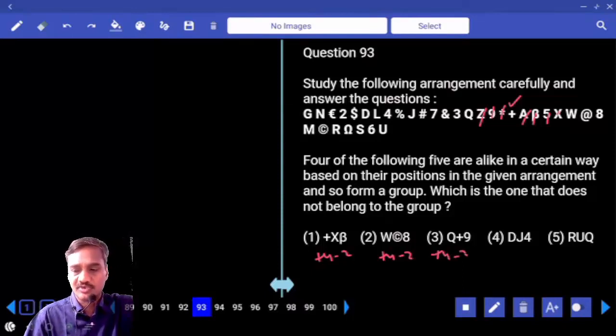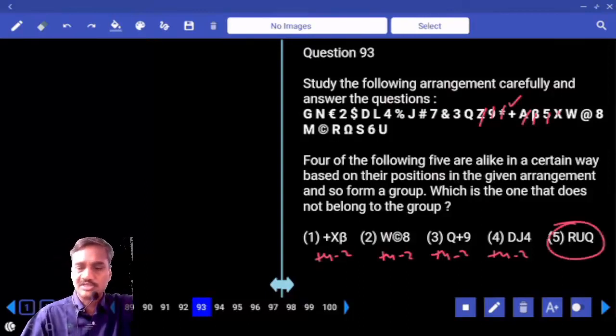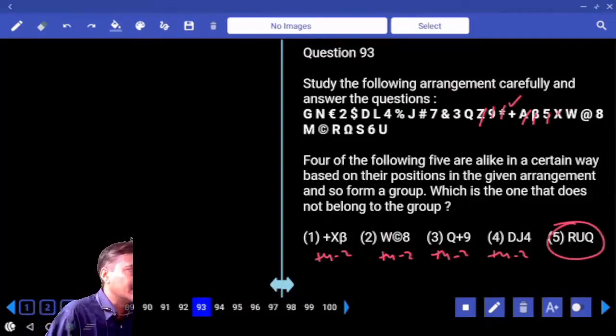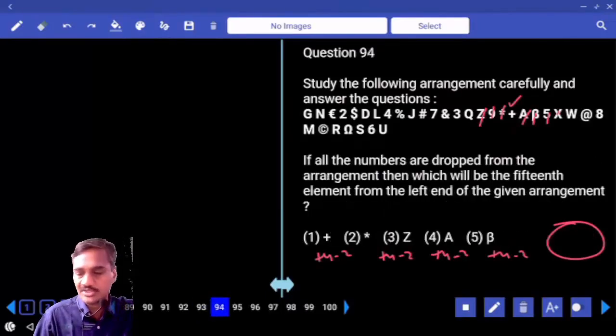Here again plus 4 minus 2. DJ and 4, 1, 2, 3, 4 plus 4 minus 2. RU and Q, RU 1, 2, 3, 4. And where is Q here? Q is nowhere needed, except choice 5. And in the remaining, the difference between the elements is plus 4 minus 2, constant. Done with this, choice 5, question number 93.